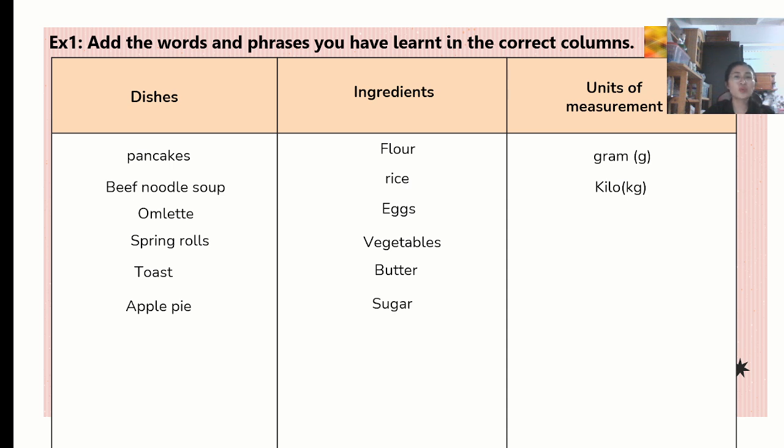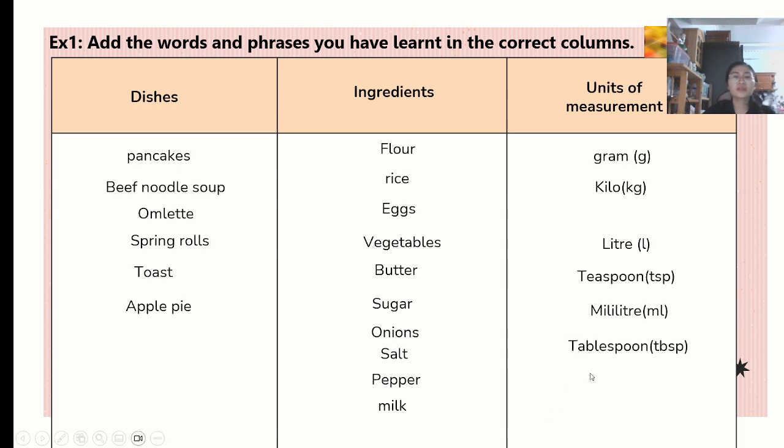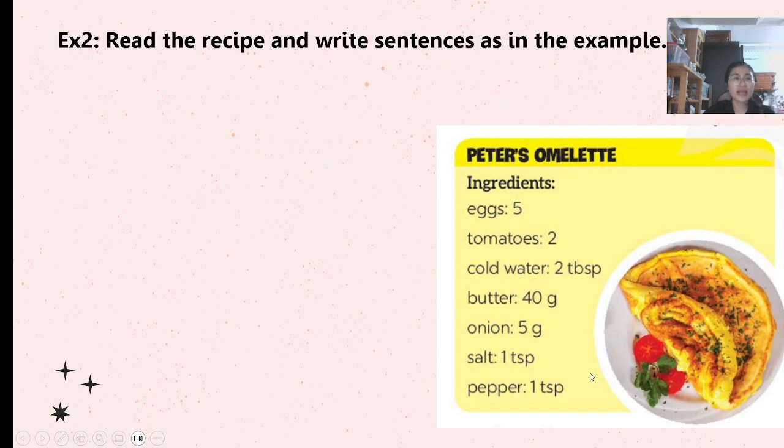Some ingredients we learned in the unit: sugar, onions, salt, pepper, milk, and other units of measurement: liter, teaspoon, milliliter, tablespoon. Now we move to exercise 2. They ask you to read the recipe and write the sentences as in the example.